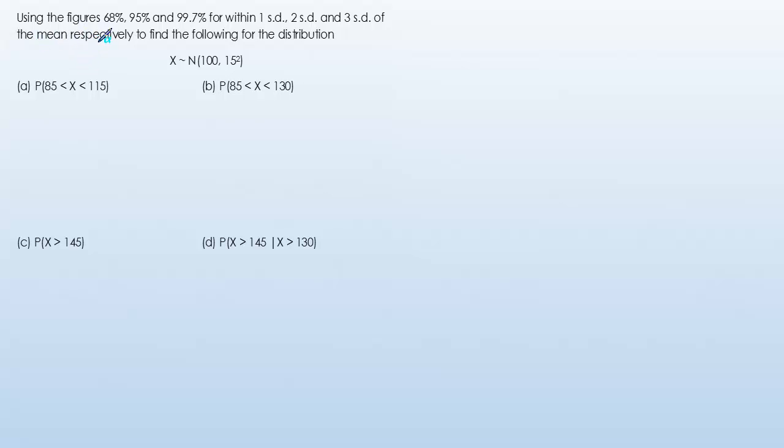Using the figures 68%, 95% and 99.7% for within 1 standard deviation, 2 standard deviations and 3 standard deviations of the mean respectively, find the following for the distribution: x is normal with mean 100 and a standard deviation of 15. So the first one is 85 to 115.